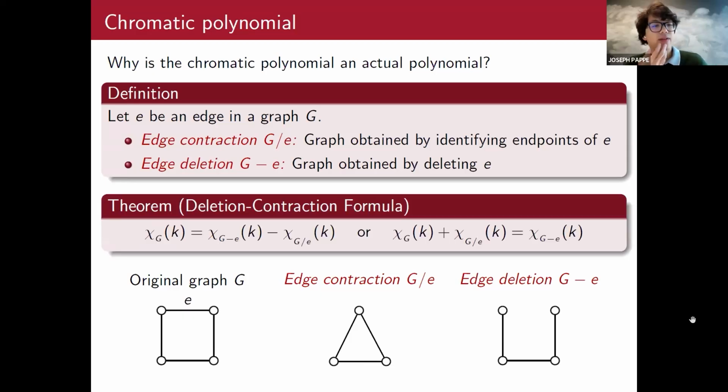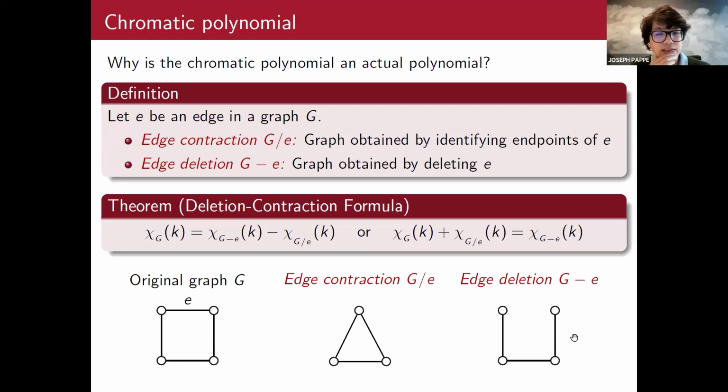So there's this theorem which tells us that if we care about finding the chromatic polynomial of a graph, then this is equal to the chromatic polynomial of this edge deleted graph minus the chromatic polynomial where we contracted this edge. Or equivalently, if I move this last term over to the left-hand side, this is saying that the chromatic polynomials of this original graph and this edge contracted graph have to add up to this edge deleted graph.